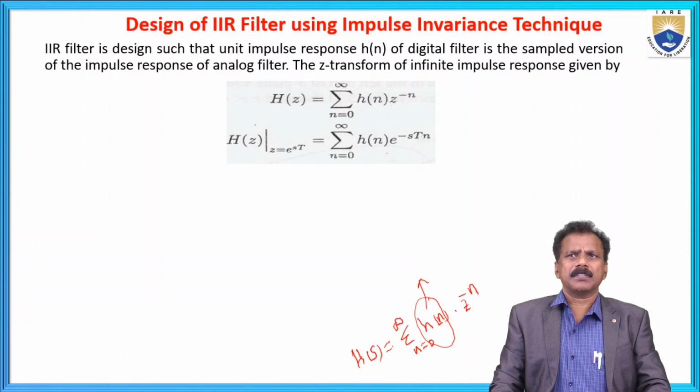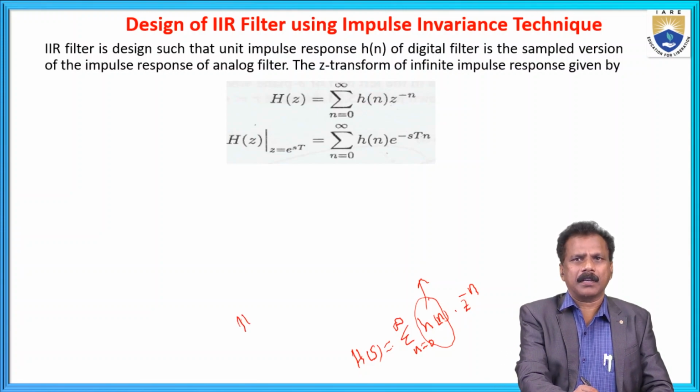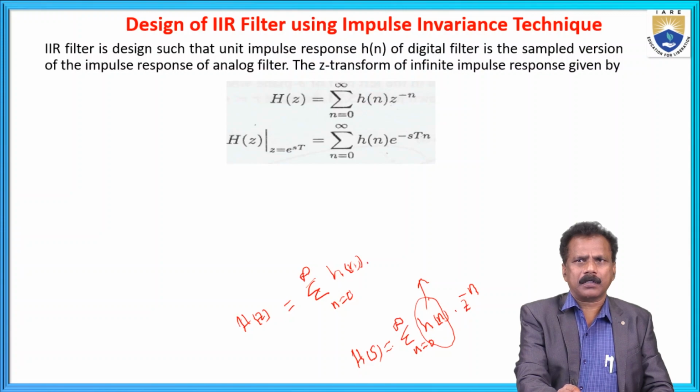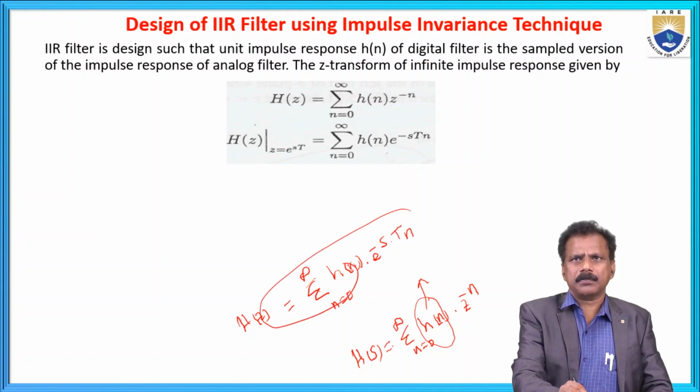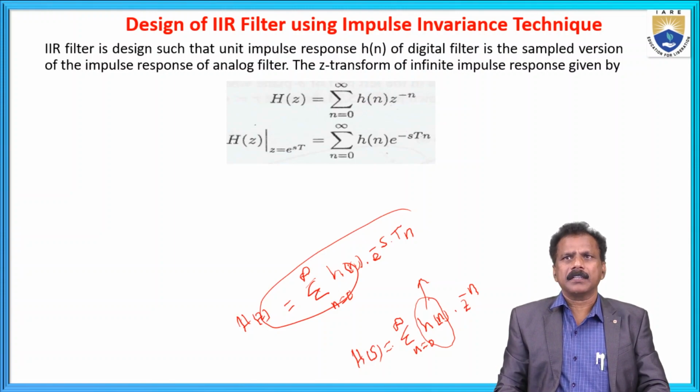The z-transform of the infinite impulse response is given by H of z equal to the summation, n equal to 0 to infinity, of h of n into z power minus n. We should follow this, where H of z at z equal to e power s into T is also equal to the summation, n equal to 0 to infinity, of the impulse response h of n, multiplied by e power minus s into T n. Like this, by using the z-transform, the infinite impulse response is given by these two equations.